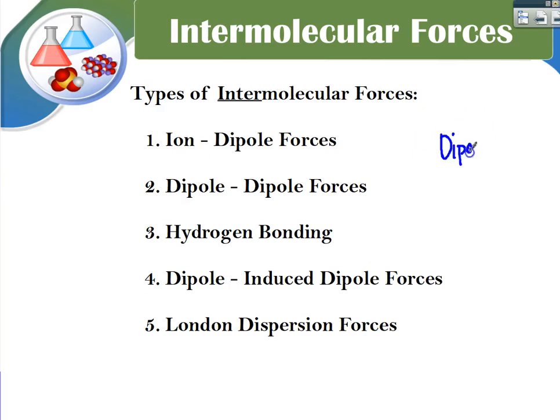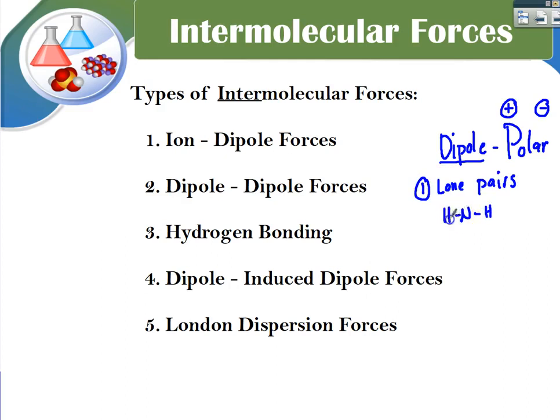So dipole. Anytime you hear this word dipole, all that means is that the molecule is polar. Polar means it has a positive charge on one side and a negative charge on the other side of the molecule. So there are 2 ways something can be polar. The first way is if it has lone pairs. So for example, NH3, it'll look like this.